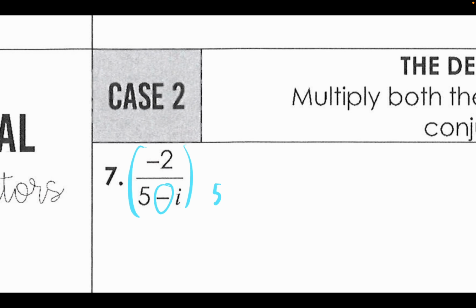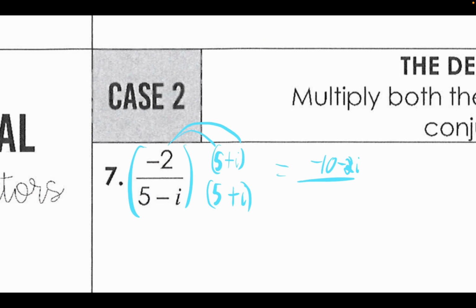So if this one's a negative i, this one will be a positive i. The 5 stays the same. The 5 doesn't change signs, but the imaginary part changes signs. Everything else is the same though. So multiply the top and bottom by 5 plus i. And as we do this, we do negative 2 times both of these, and we get negative 10 minus 2i.